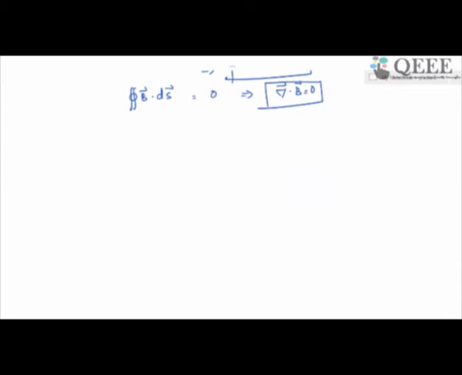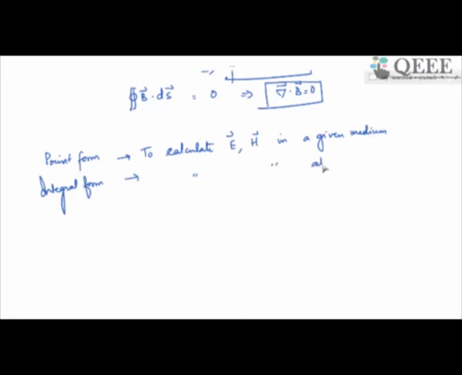Now, as I said, if you want to solve for electric and magnetic field in a given medium, you will use the point form. So when do you use point form? You use point form to calculate E, H in a given medium. You use the integral form when you want to calculate E and H at boundaries.